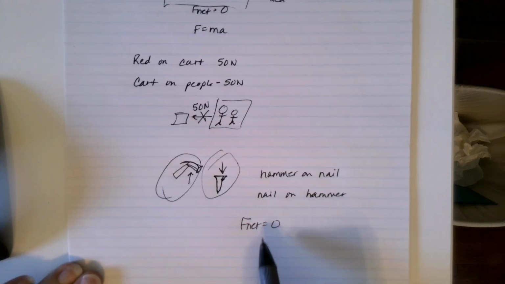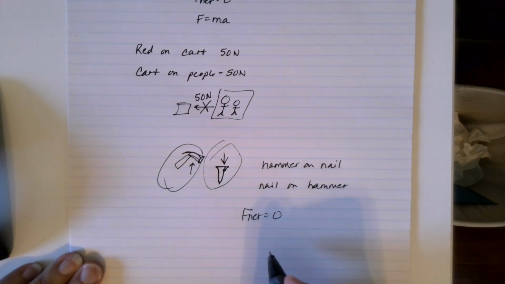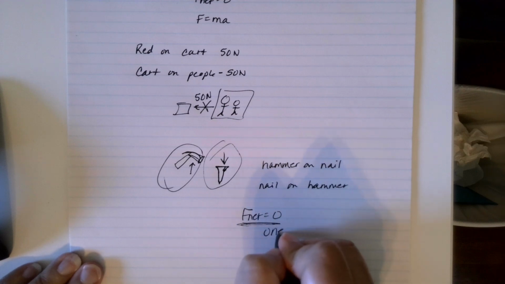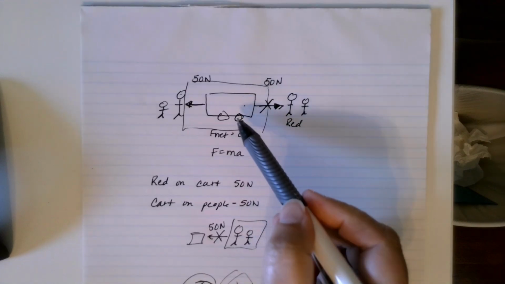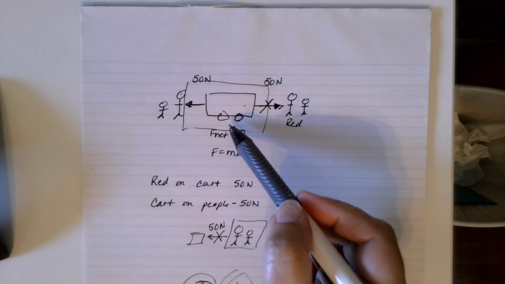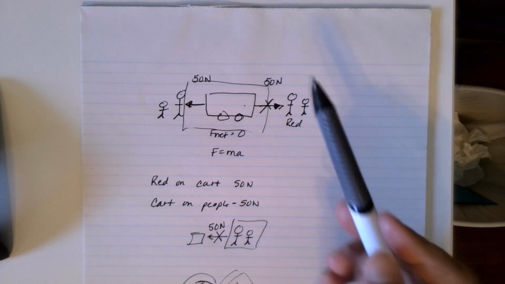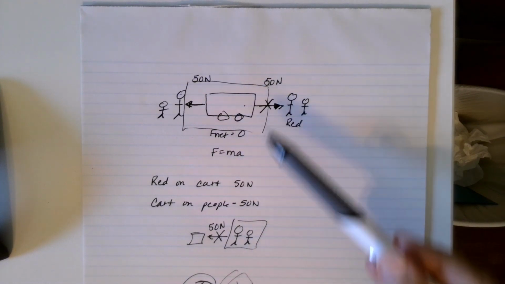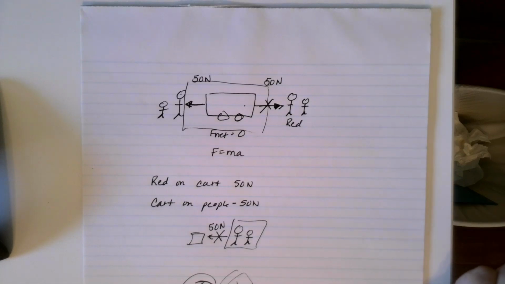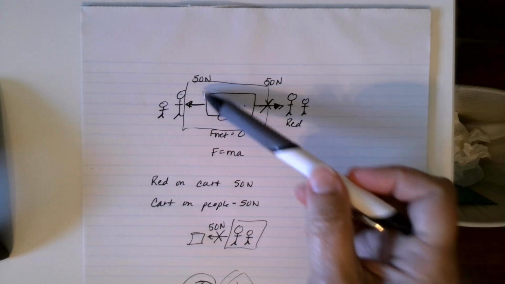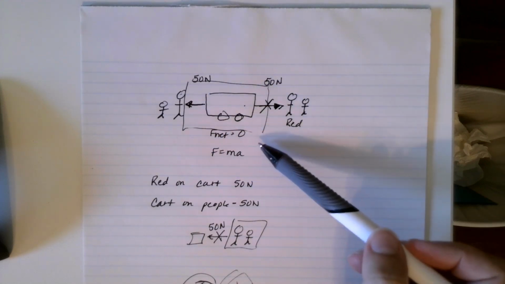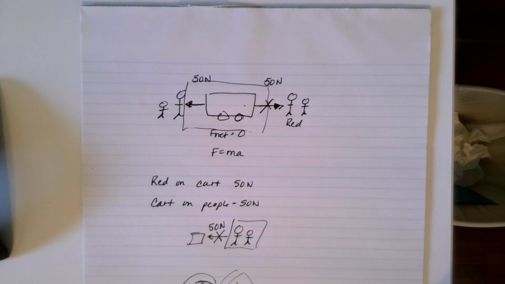An F net of 0 doesn't have anything to do with Newton's third law, because when we are adding up the forces, this is for one object, the object in question, in this case the cart. Newton's third law is two different pictures, and we don't find a net force of two different pictures. We're looking at one picture, and the net force is the sum of those forces.